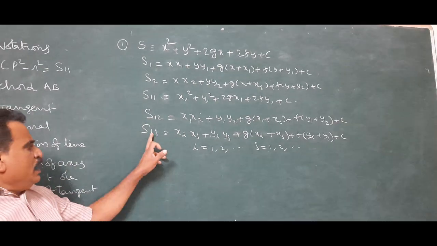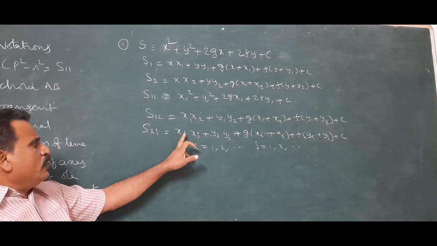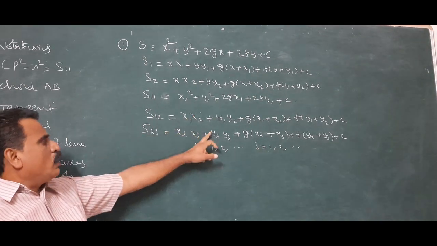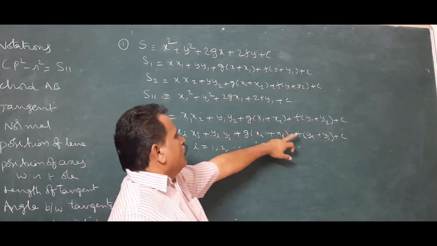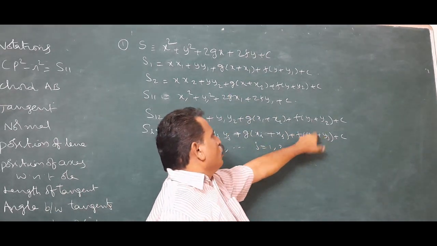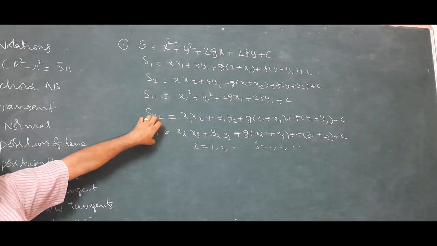Whenever i equal to j equal to 1, S11, that means we have to write down x1 square, y1 square, g into x1 plus x1, 2gx1, plus f into y1 plus y1, 2fy1, plus c. That is the general form Sij.